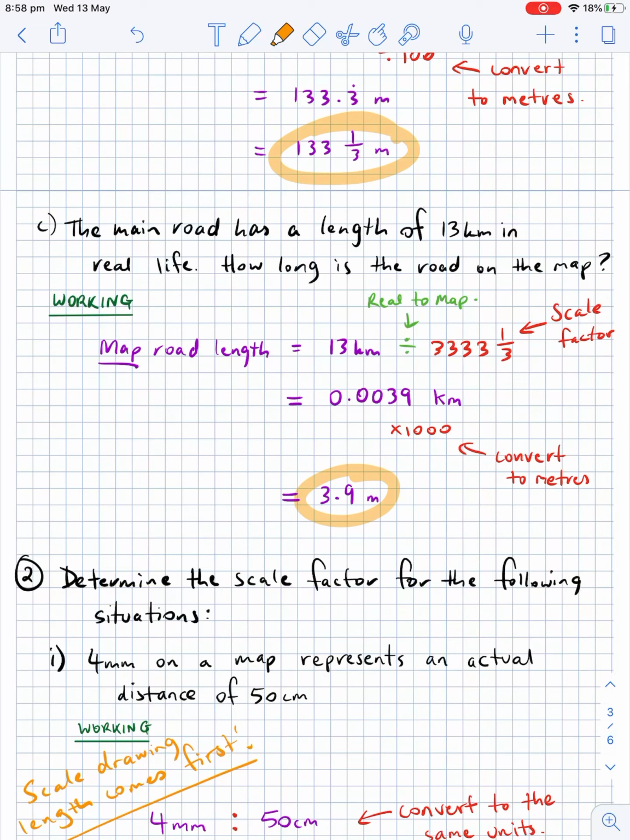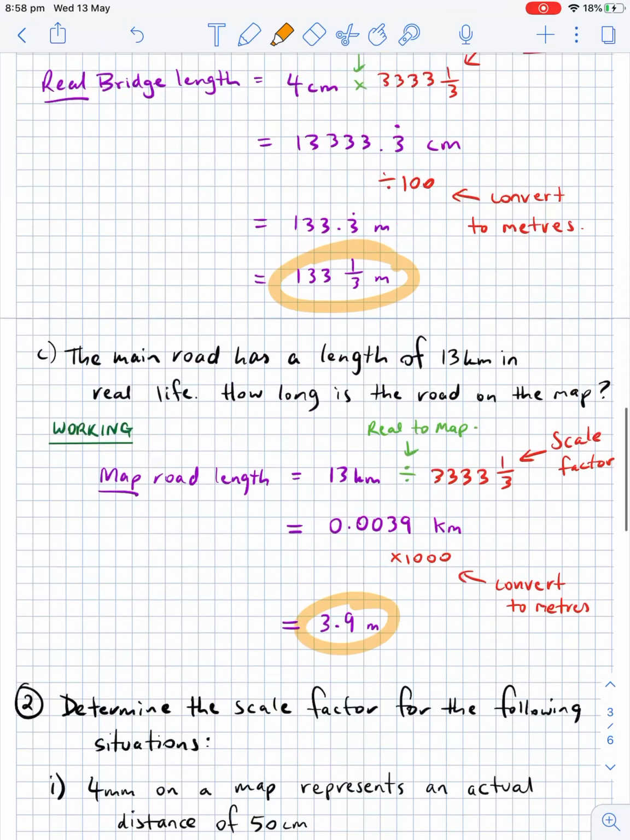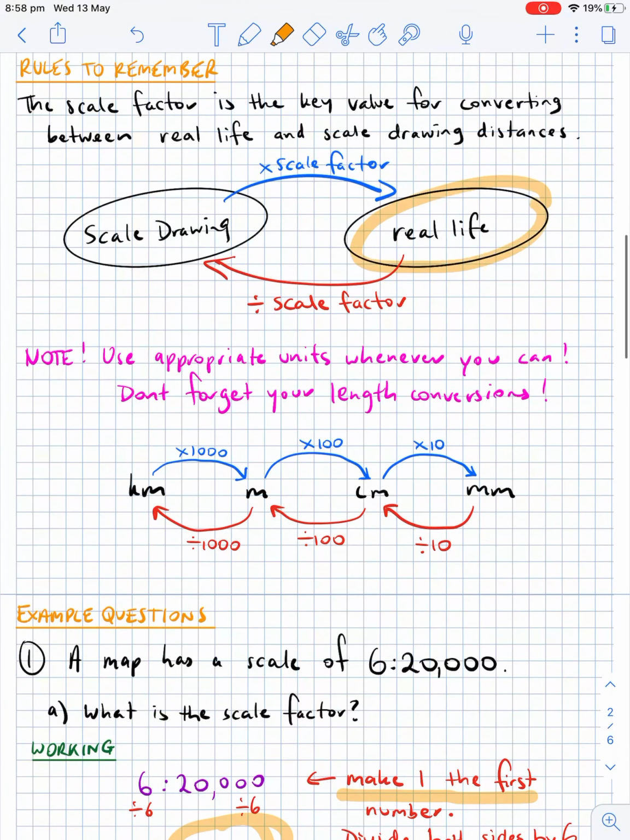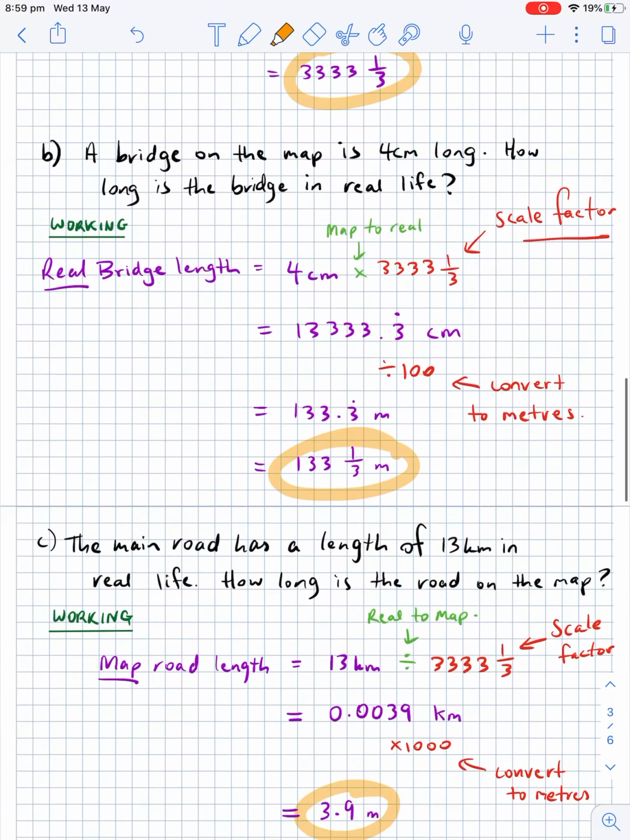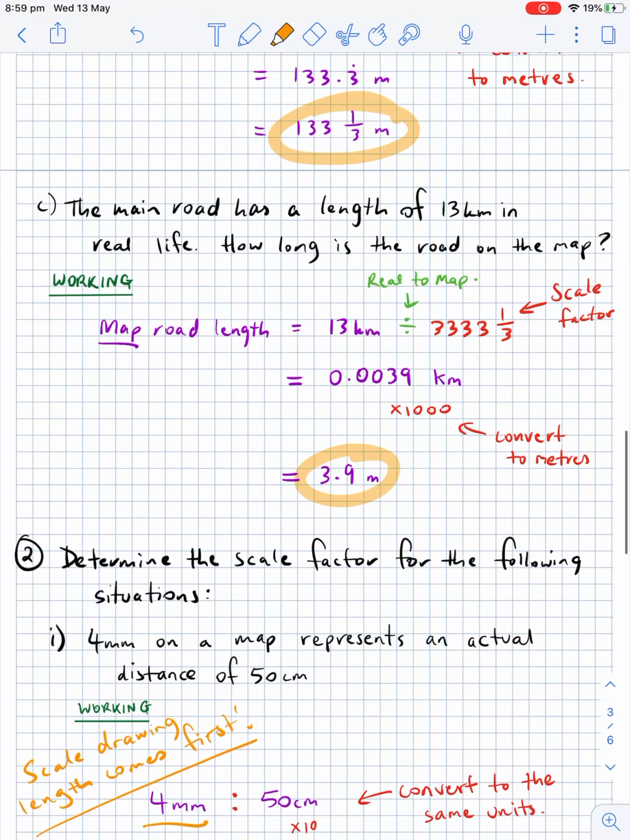Question C. The main road has a length of 13 kilometres in real life. How long is the road on the map? So now we know the real life distance, and we want to go to the map distance. So this is where we're going from real life back to the map, and this is where we need to divide by the scale factor. So we take our 13 kilometres and we divide by our scale factor.